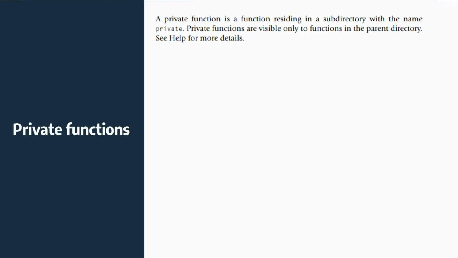A private function is a function that lives in a subdirectory with the name private. Private functions are visible only to functions in the parent directory, and I honestly wouldn't ask you about it, but it's good to know.